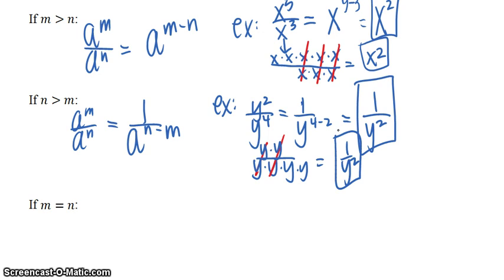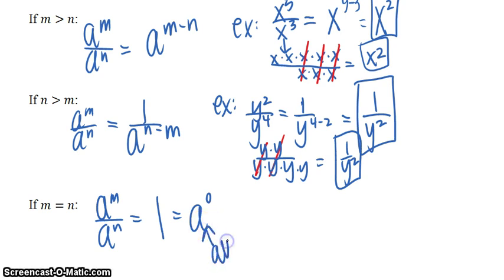Lastly, pretty easy one, if m equals n, so if I were to have a to the m over a to the n, and they equal each other, then that's going to equal 1, because they're going to both cancel each other out. Another way to think of it, I haven't specifically brought this up, that's a to the 0 power. If you have something raised to the 0 power, that equals 1, okay? Always. So a to the 0 always equals 1. Just something to know for future reference.